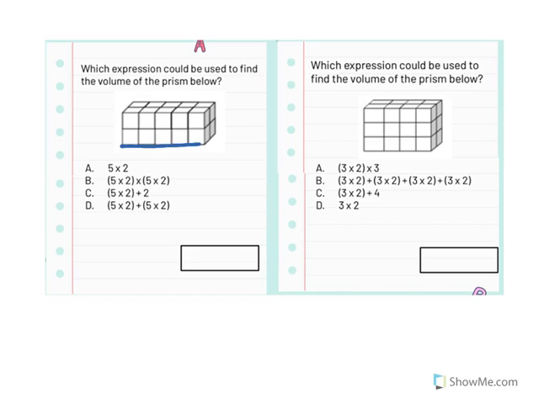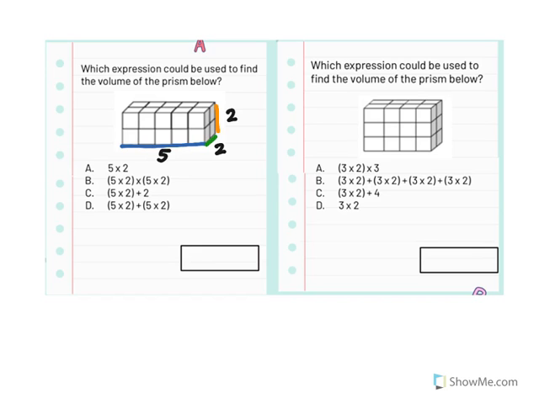I know length is from side to side. My length is 1, 2, 3, 4, 5. I know width is from front to back. I have 2 cubic units along my width. And I know height is from top to bottom. I have 2 cubic units from top to bottom, so my height is 2.